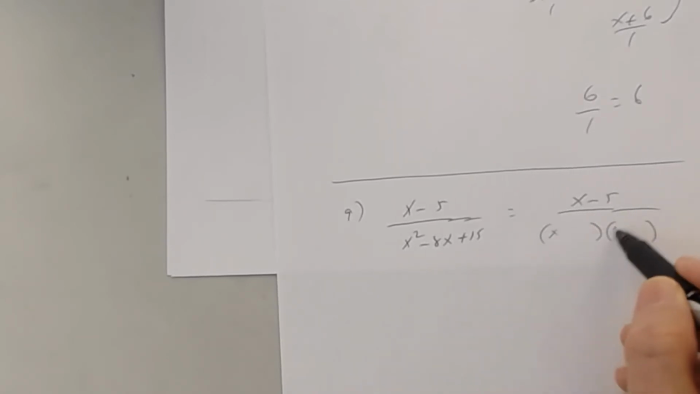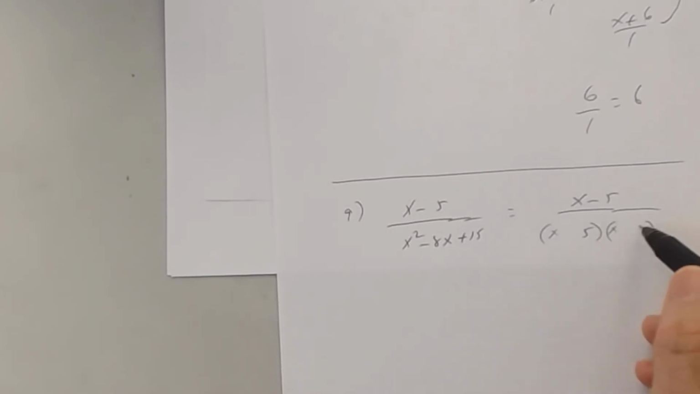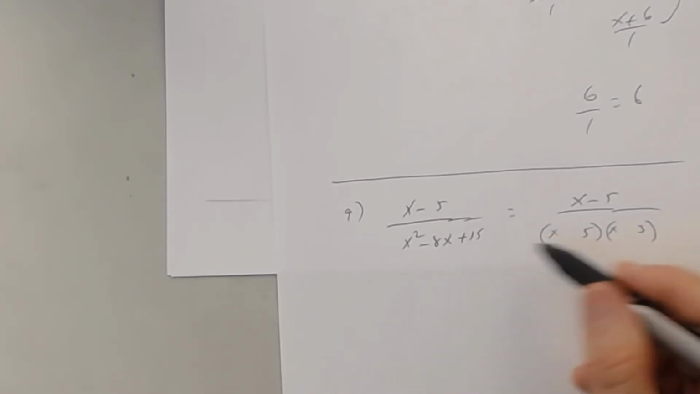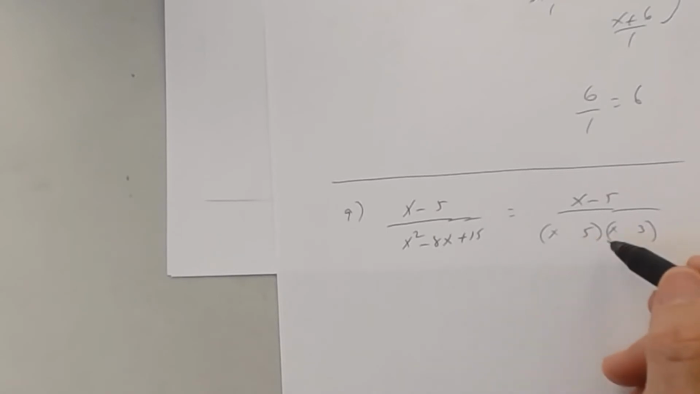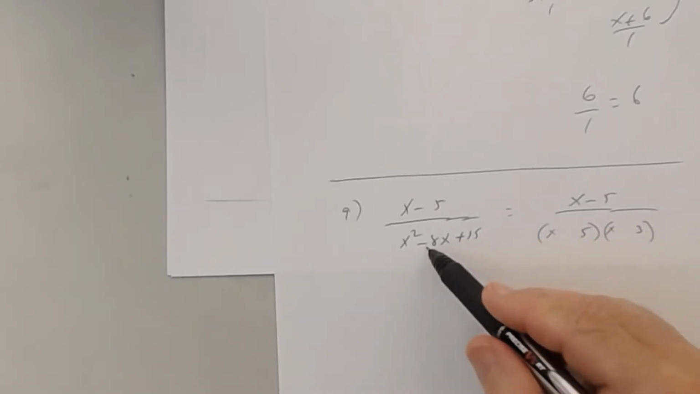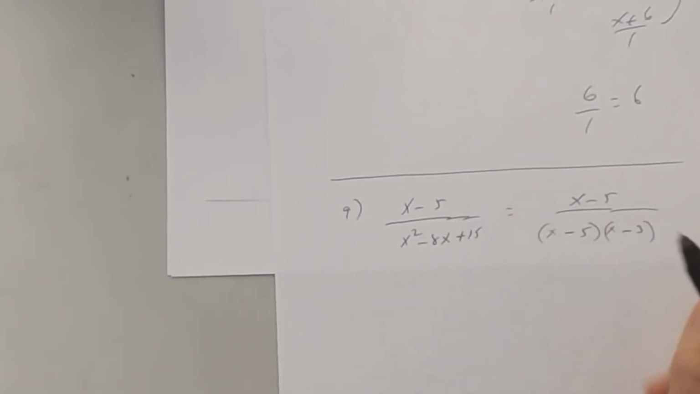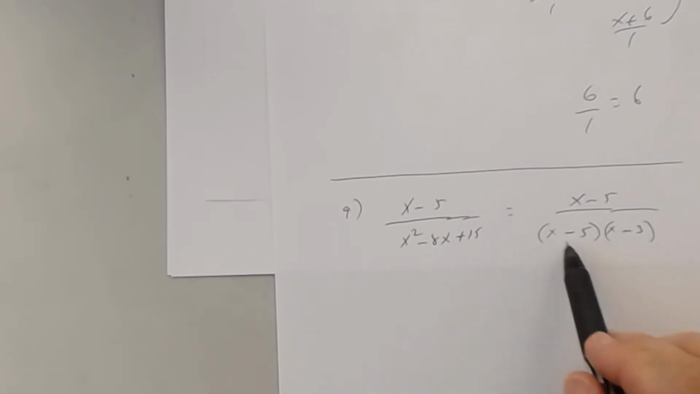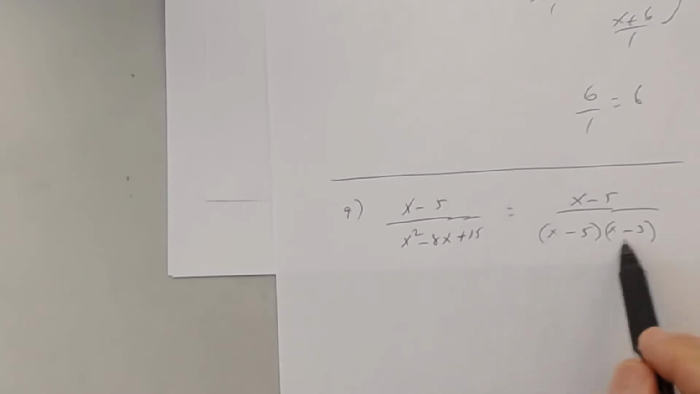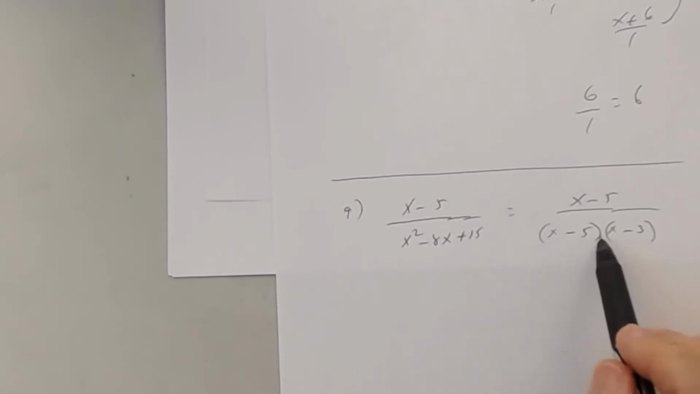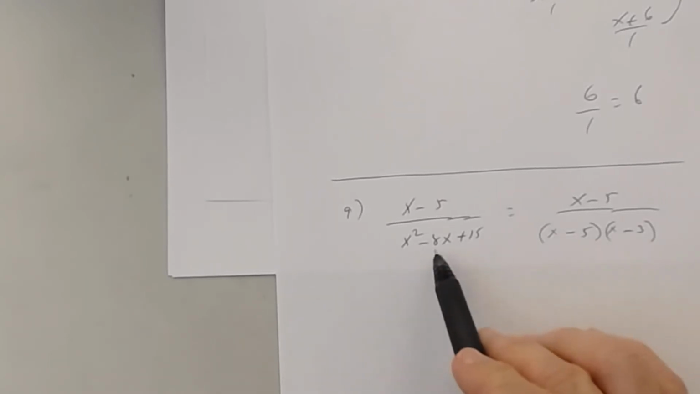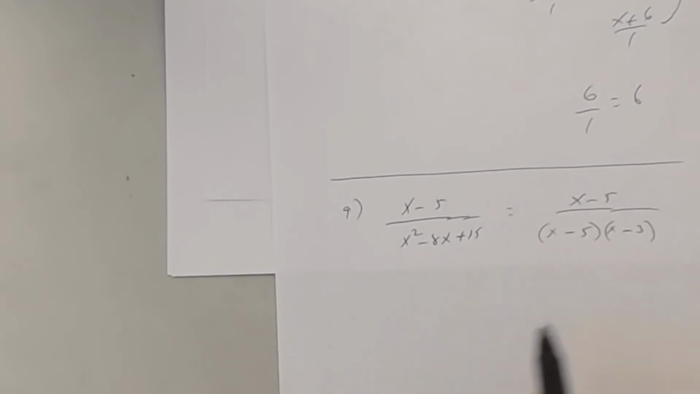So let's see, x, x. Let's try 5 and 3. The last sign's positive, so that means the signs in here have to be the same, and they're both going to be negative. And if you check it, the outer and the inner, what's the outer? Negative 3x. The inner is a negative 5x. When I add them up, do I get a negative 8x? Yeah. So I factored correctly.